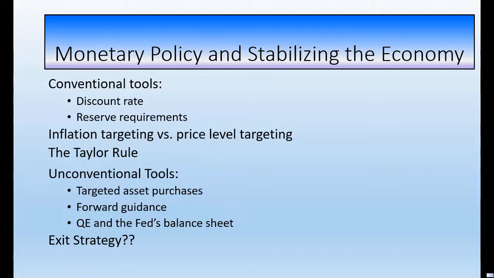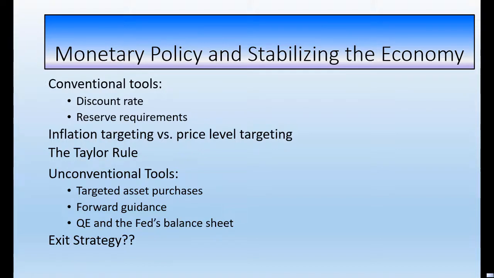And then we're going to look at unconventional tools. And unconventional tools are forward guidance, quantitative easing, and the Fed's balance sheet. So literally, the Fed can use its balance sheet, so to speak, as a tool in conjunction with this quantitative easing concept, which we'll talk about. And then we'll talk about targeted asset purchases, where the Fed goes and buys specific types of assets to alleviate liquidity problems in the markets. An example of that would be the Fed buying mortgage-backed securities many years back to alleviate the mortgage crisis.